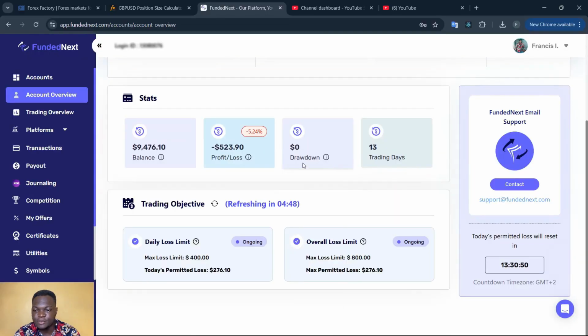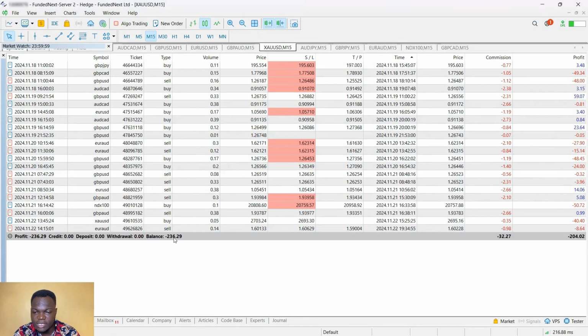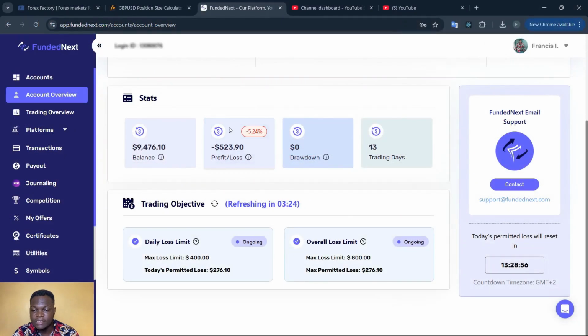So I'll just load my funded next dashboard. We see where I'm at. So this right here is my funded next dashboard. You can see I'm down again up to -5% because I took a good amount of losses within this week. I'll just show my result for this week on MT5. So this is my history for the week that has just passed. I ended up losing $204. And then I had a crazy commission of -$32. This is crazy. And then my balance at the end of the week was -$236. So I'll go back to my funded next dashboard. So altogether here, what we can see is that I'm down by up to $523.